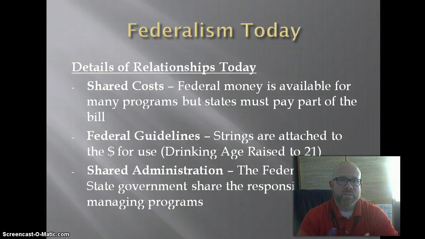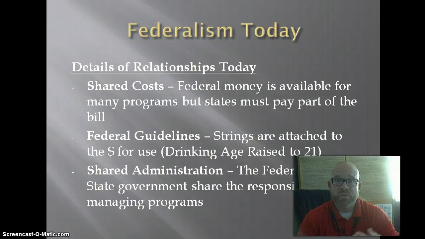All right, some of the details of the relationship between the state and federal government that we need to talk about is how that relationship works. And there are three main things that you need to keep in mind here. One is shared costs. Yes, the federal government foots the bill for many programs and is the big bank account for a lot of state programs.